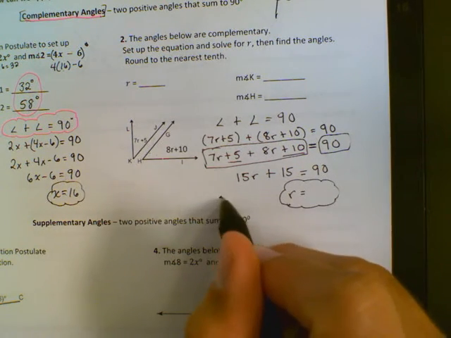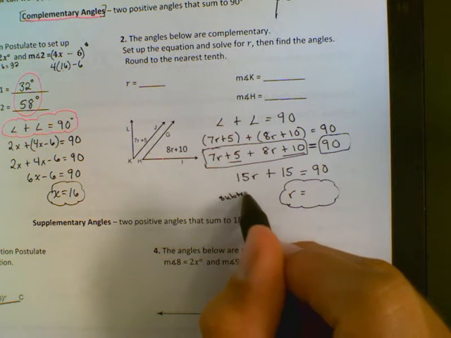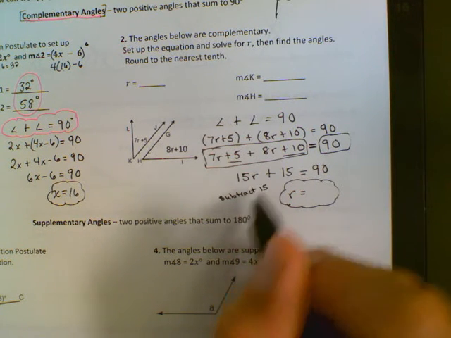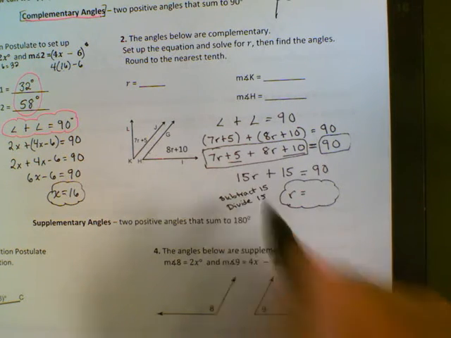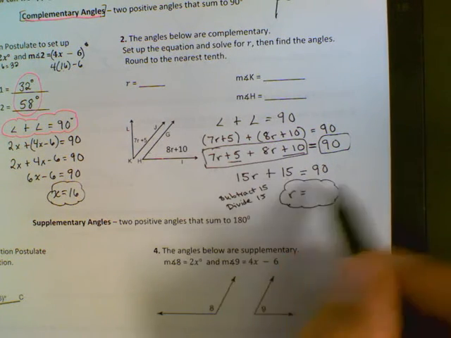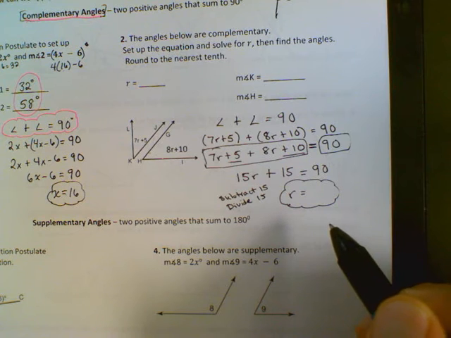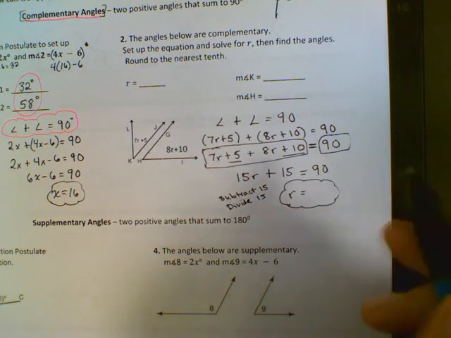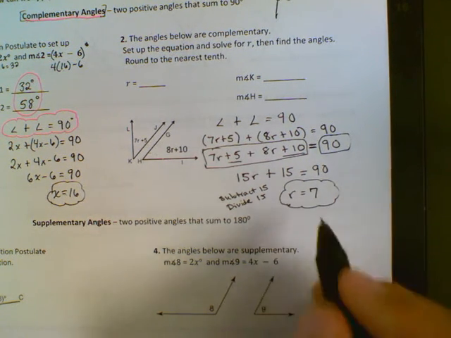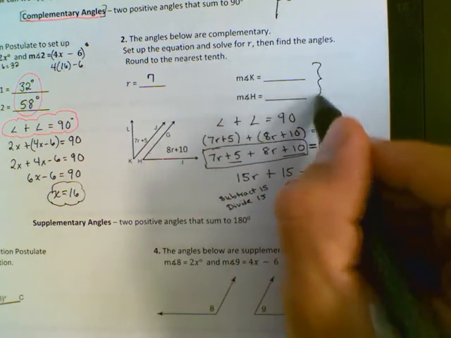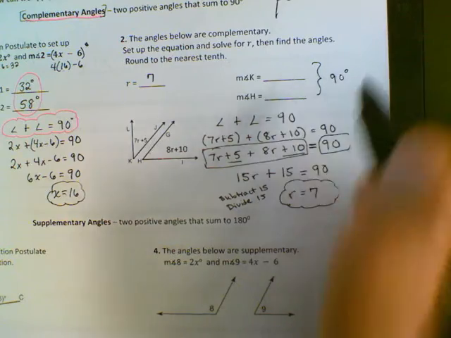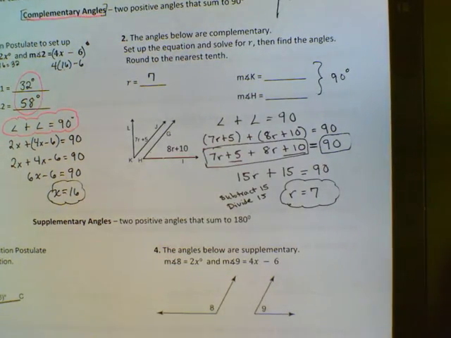Subtract 15, and then divide by 15. All right? So when you subtract 15 and divide by 15, what is that? 7? Thanks. So I'm going to take that 7, put it in for each angle, and hopefully the sum of those is 90 degrees. That'll be on your time though, okay?